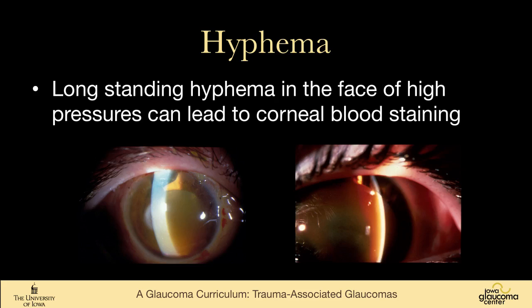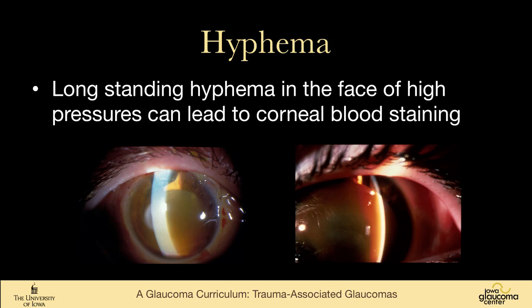Long-standing large hyphemas in the face of high pressures can lead to corneal blood staining, as we can see here. Corneal blood staining almost looks like a dislocated lens, but this is in the cornea. There's generally a clear zone, and it's almost always perfectly round like this or like this. One doesn't get blood staining with normal pressures usually, and one doesn't get it with a small hyphema. It really takes a very large hyphema and high pressures.